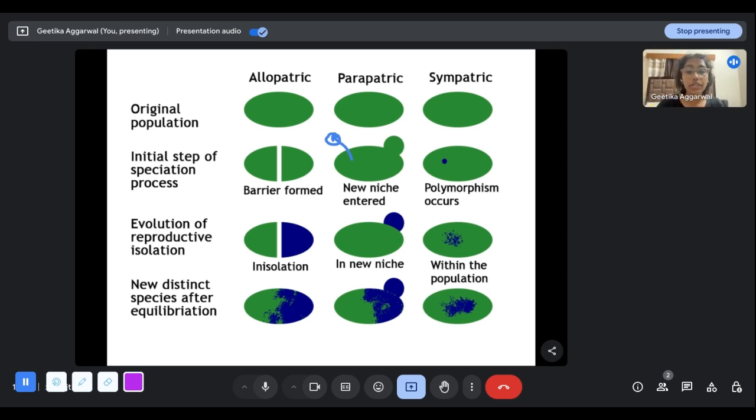So in parapatric speciation, the new niche that is entered is actually still connected to the previous population. But in peripatric speciation, the new niche or the new habitat that is entered is actually isolated. So there is no movement between these two, and that is how peripatric speciation takes place. So there's a very slight difference between peripatric and parapatric. Peripatric is more like allopatric and parapatric is more like sympatric. Okay.